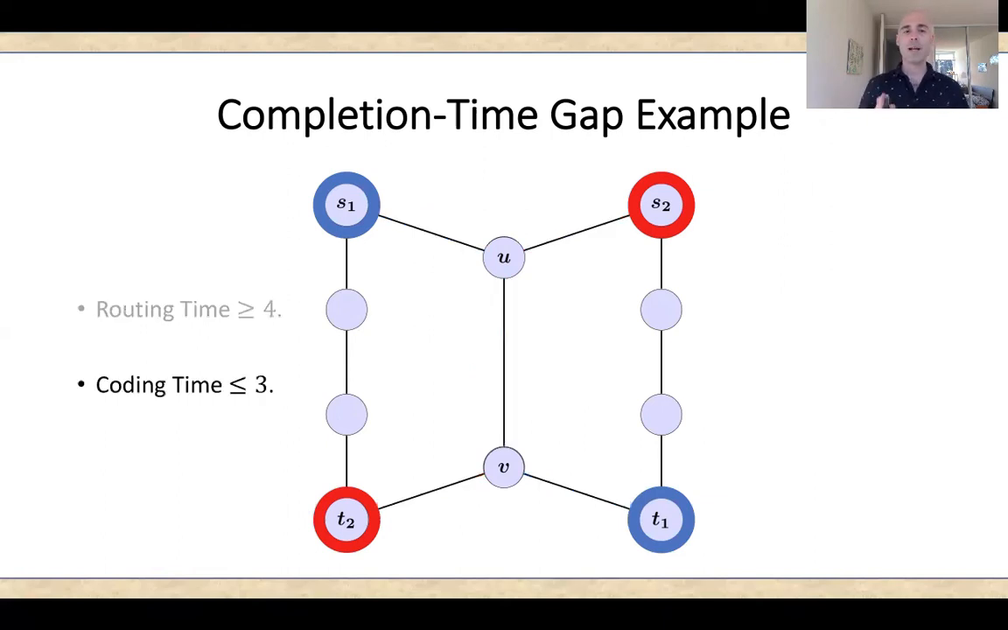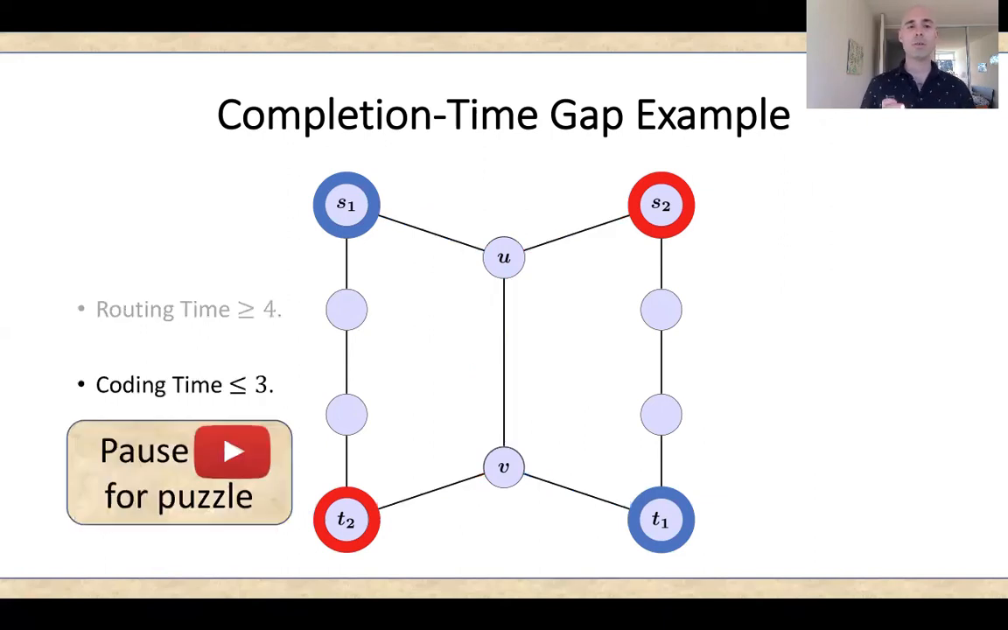Okay, and now I suggest you maybe stop the video for a minute and try and convince yourselves that the coding time of this instance is at most 3. So using network coding, you can solve this instance in 3 rounds. All right, hopefully welcome back from the break.